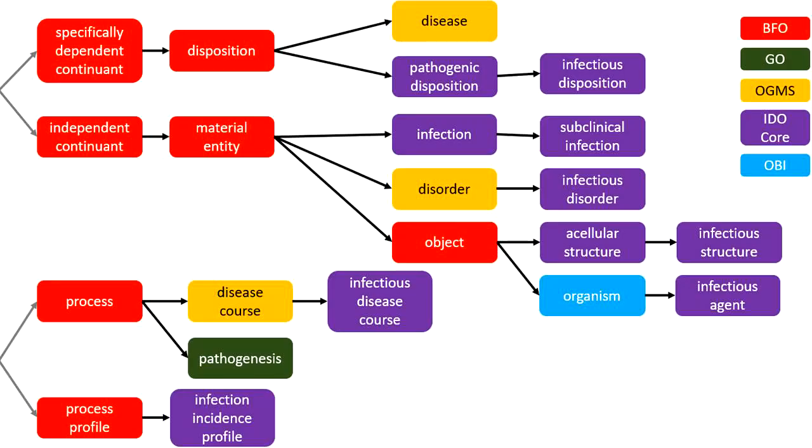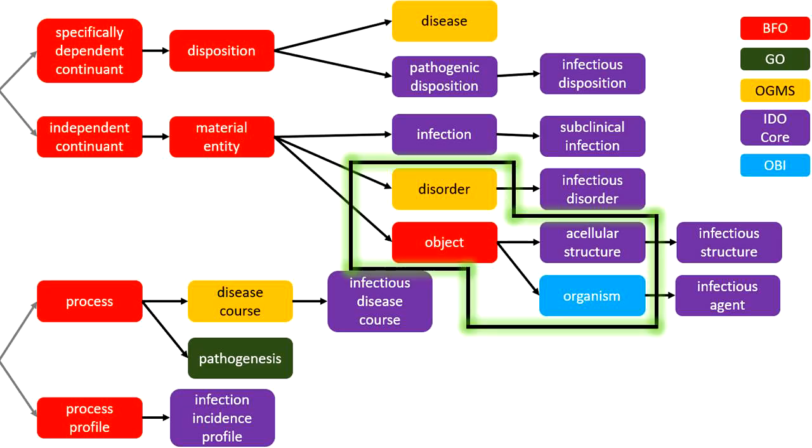Here are some relationships. You can see there's some color coding over here, the red for BFO. There is green for the gene ontology, which I didn't mention, but we'll talk about a little as well. Then OGMS, that's the general medical science ontology, is in gold here. Then IDO core, infectious disease ontology, and then OBI, those are in different shades of blue. And here, this is going to be our focus. Some terms here for gold, red, blue, and blue, reflecting OGMS, BFO, the infectious disease ontology, and OBI.